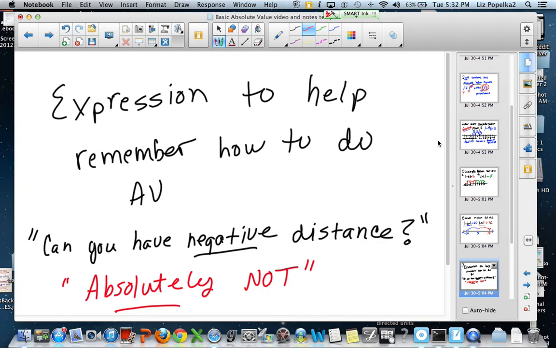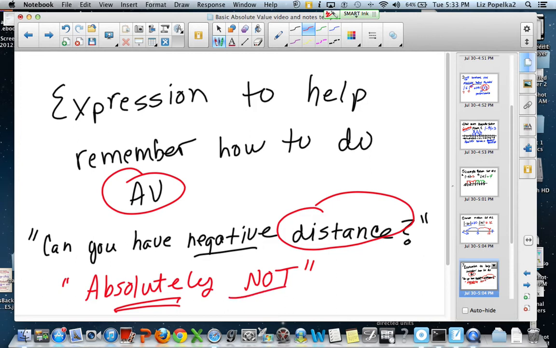There's a little expression that you can use to help yourself remember how to do absolute value. Remember that absolute value technically means a distance on the number line. And you can think of it in terms of this expression that we like to use in class sometimes that says, can you go a negative distance? And your answer is absolutely not. So that is your cue to help you remember that absolute value is always, always, always positive. It's never negative because you can't go a negative distance.